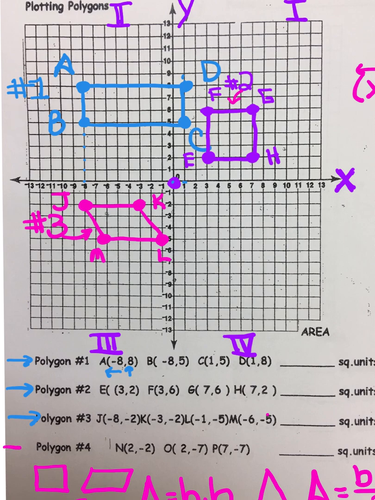We are going to graph the triangle given at the bottom, polygon number 4. Pause your video, take a moment, and graph this triangle. When you're done, turn the video back on to check your work. Your triangle should look like this, triangle NOP. Now we're going to find the area for each of these polygons. We need to know, though, the base length and the height of each.